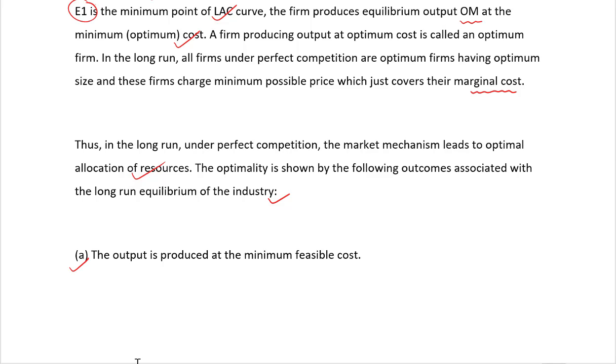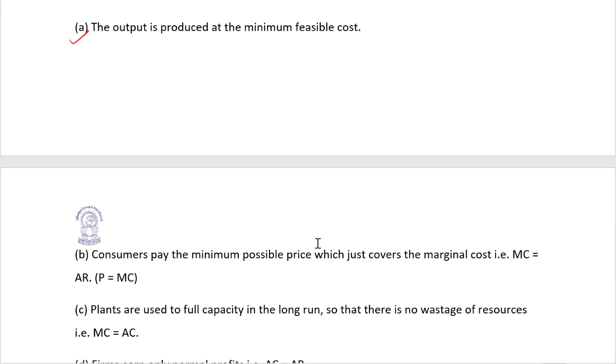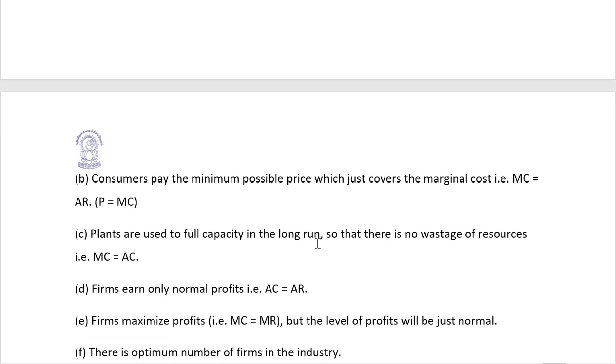The first is that output is produced at a minimum feasible cost. B. Consumers pay the minimum possible price which just covers the marginal cost. We can say that MC equal to AR, average revenue, P equal to MC. So AR equal to P equal to MC.